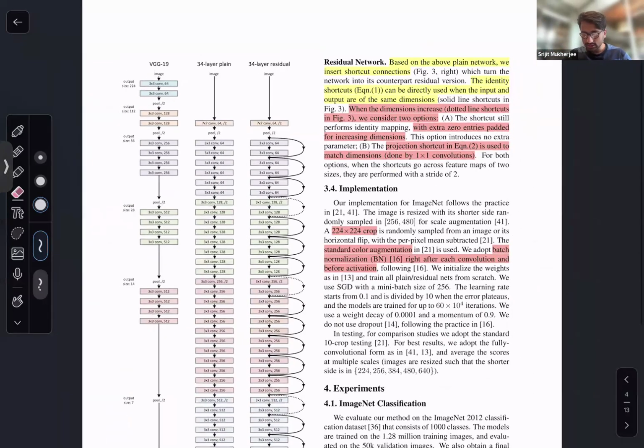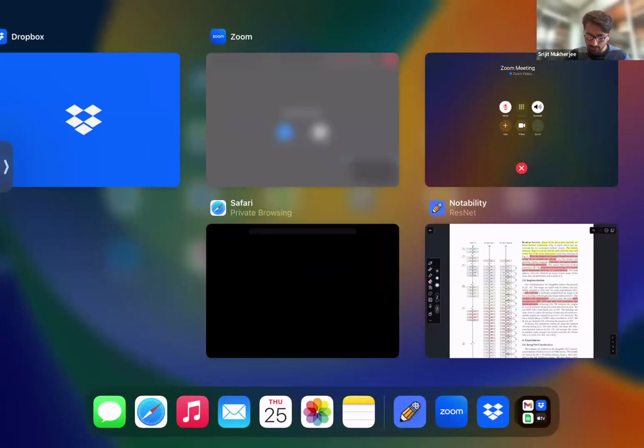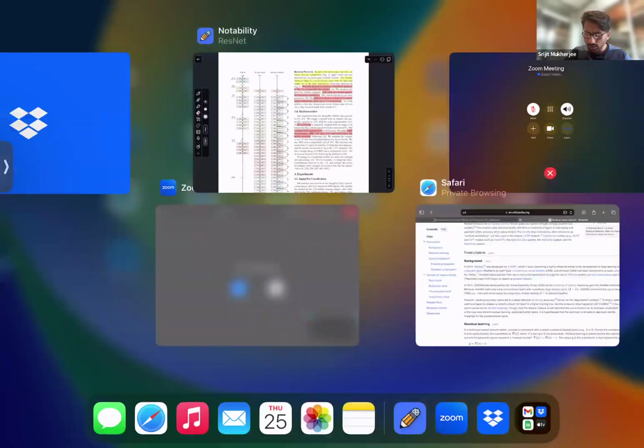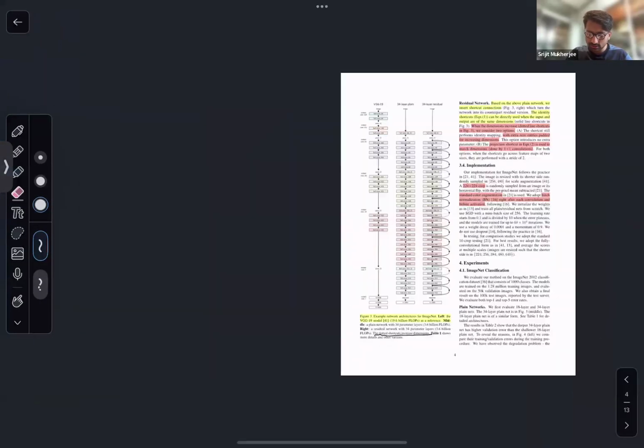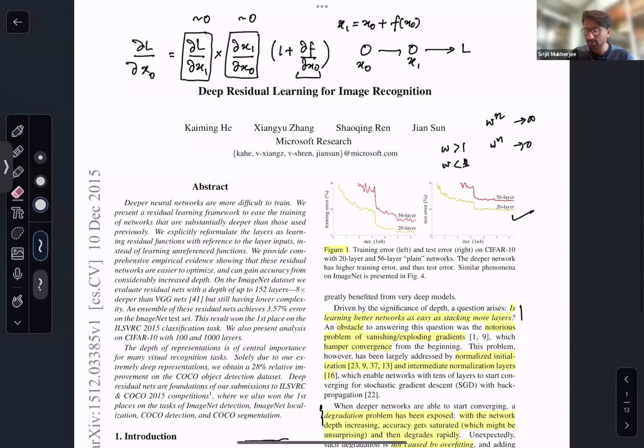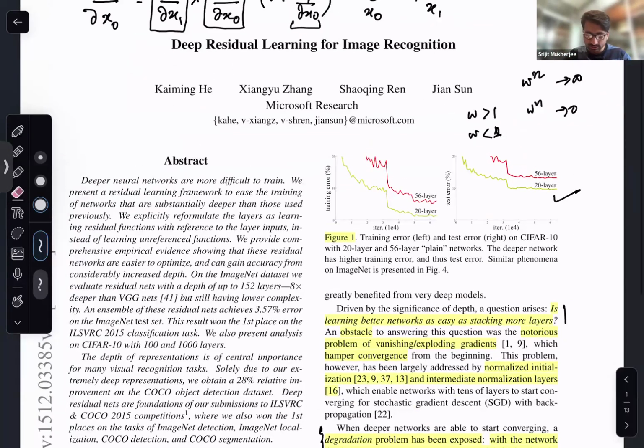But before I go into the architecture and the implementation details, what I will show you is another paper. Well, I will show you one more mathematical aspect: why this whole idea of ResNet can also solve the vanishing gradient problem. And the reason is this.